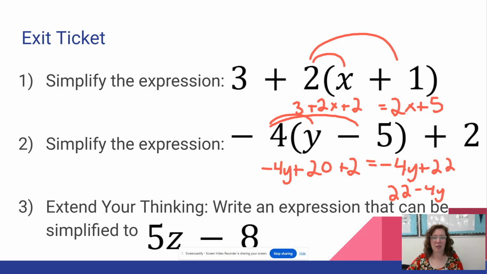And then this last one, write an expression that can be simplified to 5z. As you saw, there are lots and lots of different correct answers there, as long as it correctly simplifies to 5z. That was simplifying expressions.